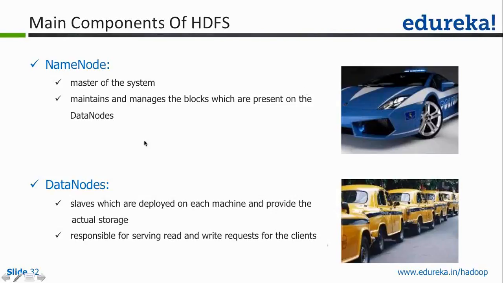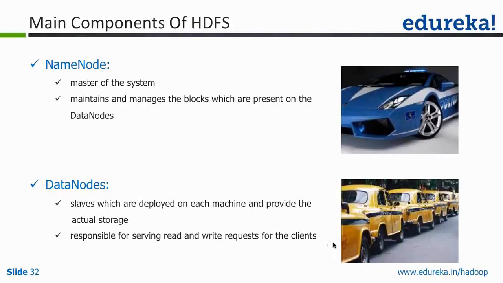Now, what is a data node? As we said, commodity hardware, and as you can look at this analogy, these will be like these Ambassador taxis, where you don't worry about the reliability. These will be huge, cheap machines which can be commodity hardware.